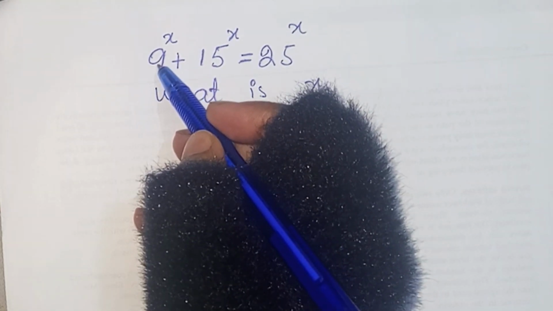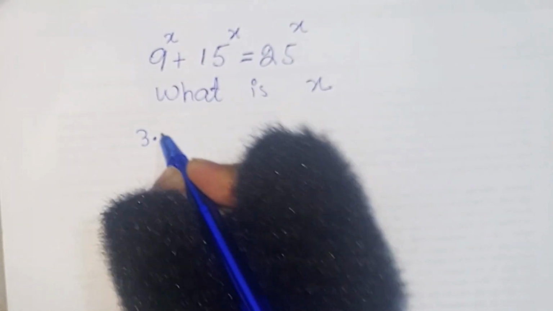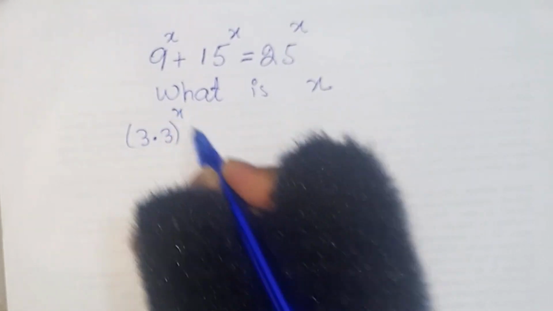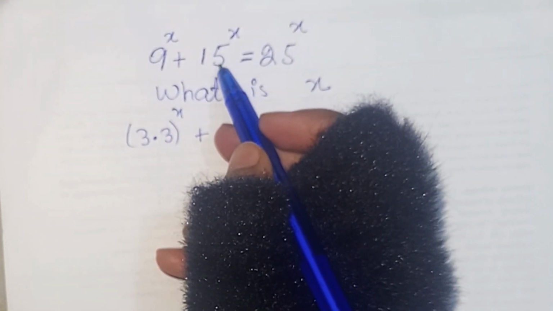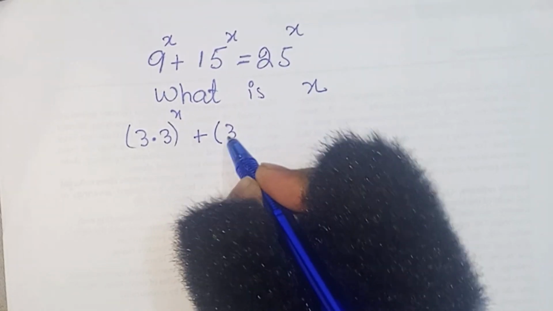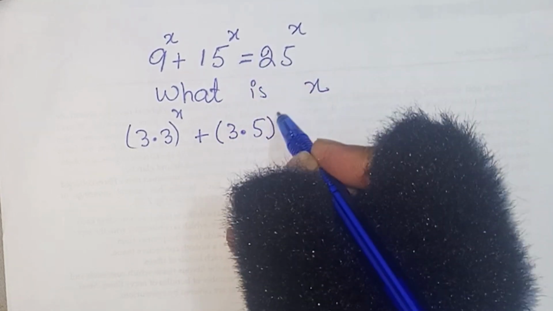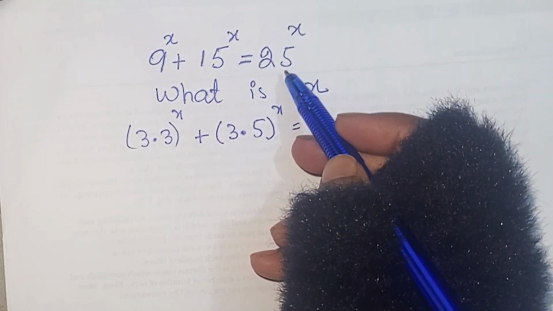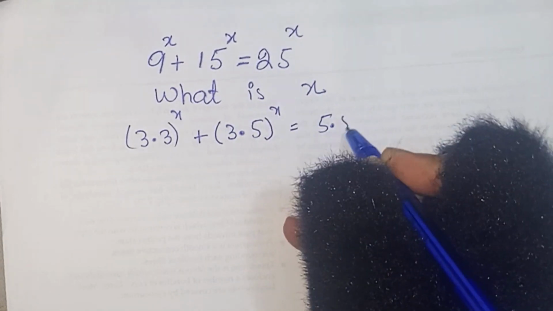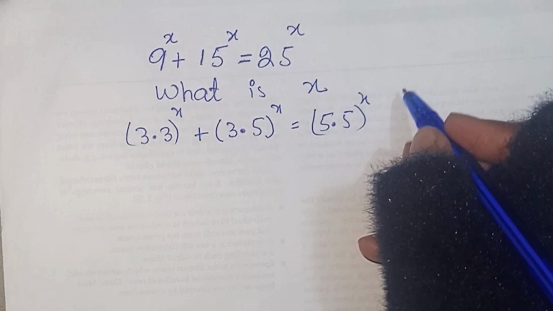This is a 9. We write this as 3 multiply 3, and its power is x. Look at the second term. This is 15, so we write this as 3 multiply 5, and its power is x. Look at the third term. This is 25, so we write this as 5 multiply 5, and its power is x. Now here we use the exponent rule.